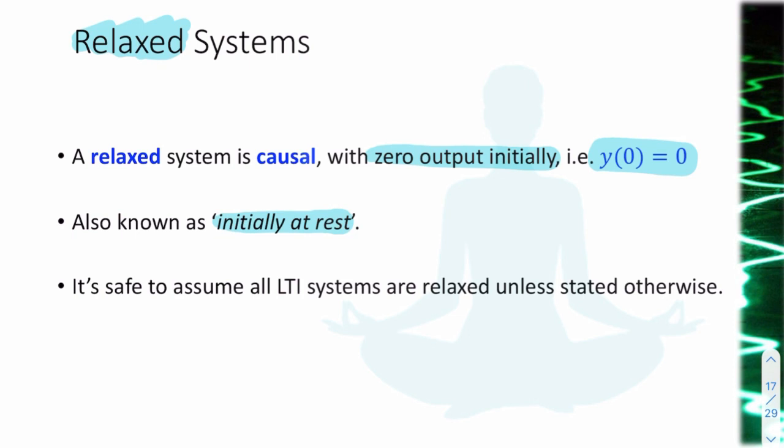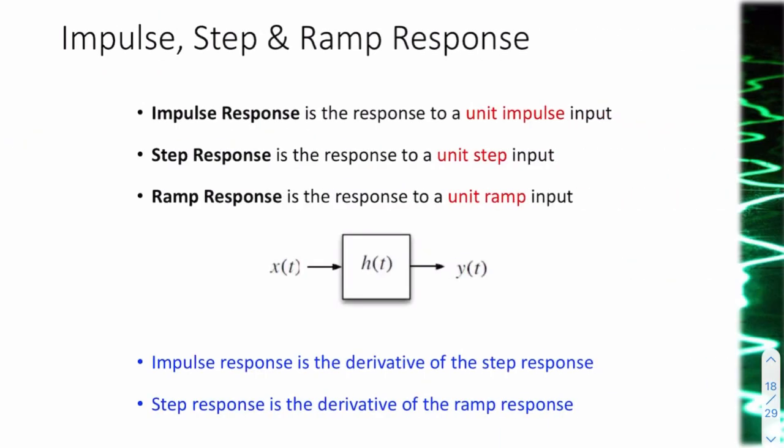So if a system is initially at rest and it's causal, we call it a relaxed system. And you can assume that all LTI systems are relaxed. If ever a system isn't relaxed, if it isn't at rest, you'll be told in the question. So it's a safe assumption that all LTI systems are relaxed.